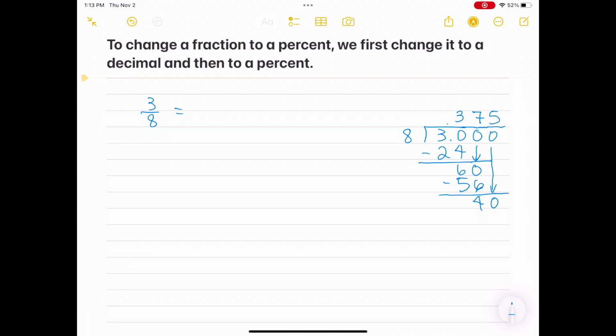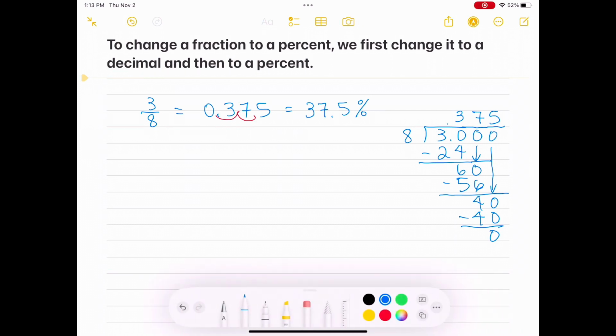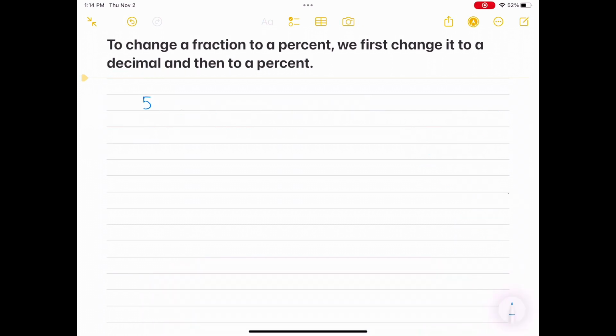Now we take the decimal, 0.375 or 375 thousandths, and move that decimal point 2 places to the right. So we have 37.5 and add the percent sign, 37.5%.